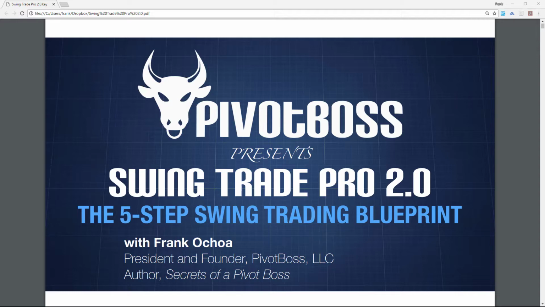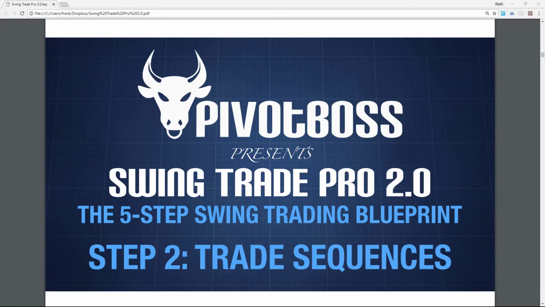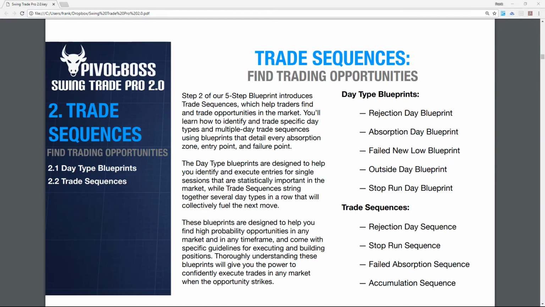And in step 2 of Swing Trade Pro, we are going to discuss trade sequences. So step 2 is all about finding high probability opportunities, and the blueprints and the trade sequences that we will study are designed to help you find these high probability opportunities in any market and in any time frame. So we're going to discuss how to identify these blueprints and sequences, how to identify where the absorption zones are, the entry points, and even the failure points, so you can be confident in executing these opportunities when the time strikes.